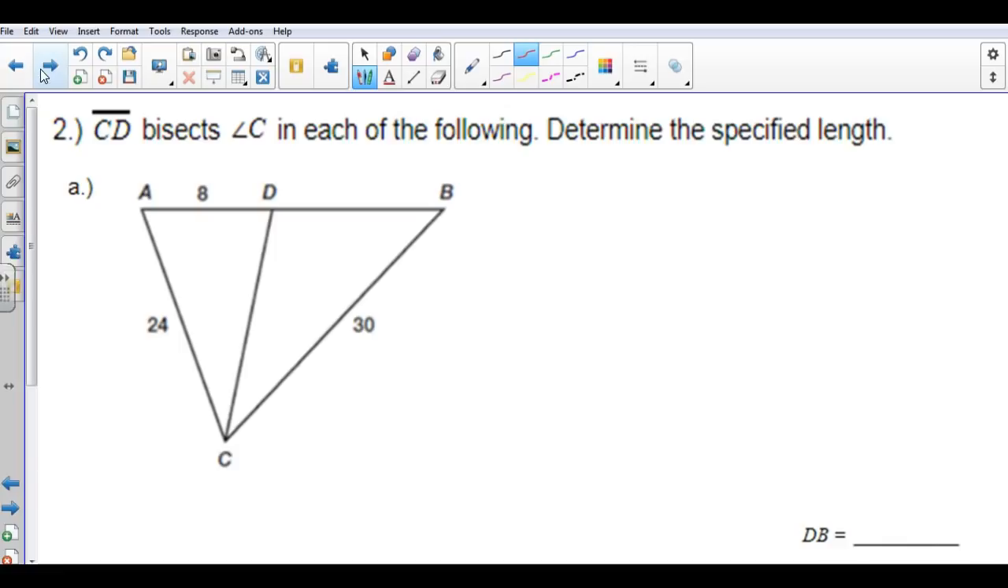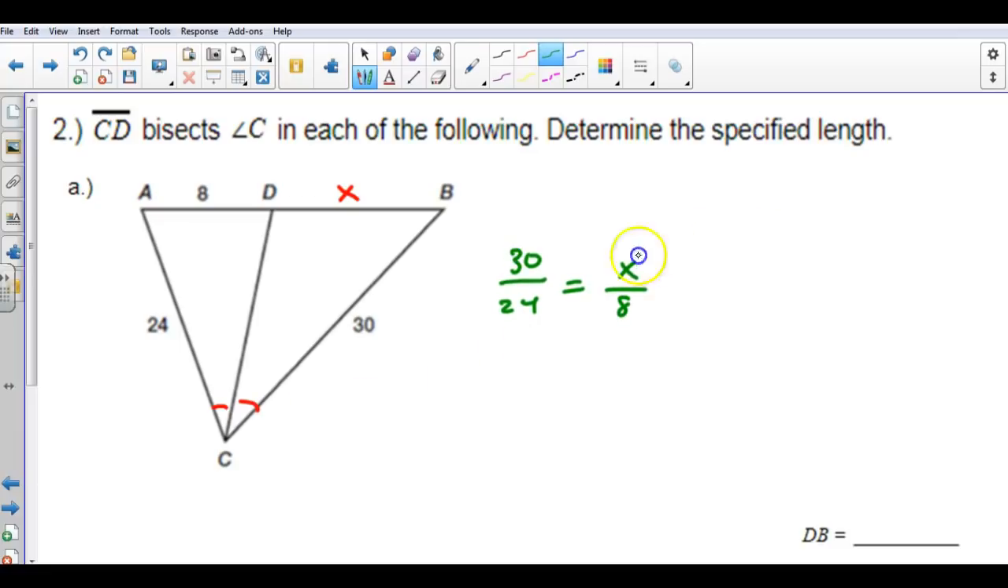So in this first one, we're given that CD, the line segment, bisects angle C. So this angle is cut in half, and we want to determine in this case what DB is. So I'm going to throw a little x there, and then again, I'll give you 2 ways to go through this proportion. So the first one that I can write that comes from the theorem says if I take 30 over 24, that is equal to x over 8.